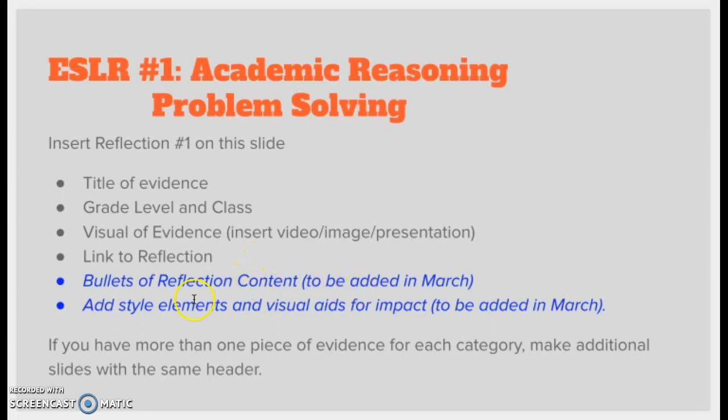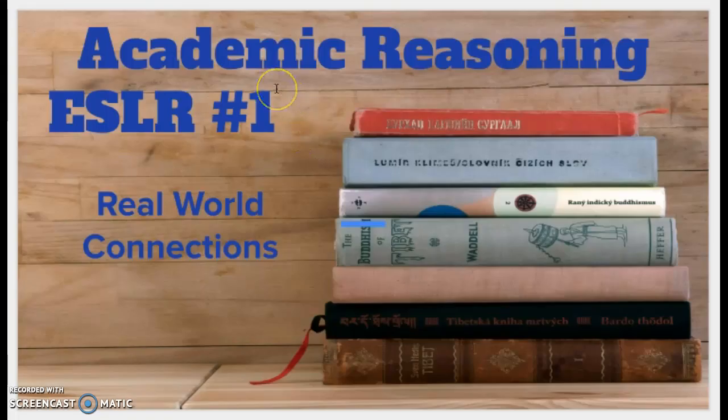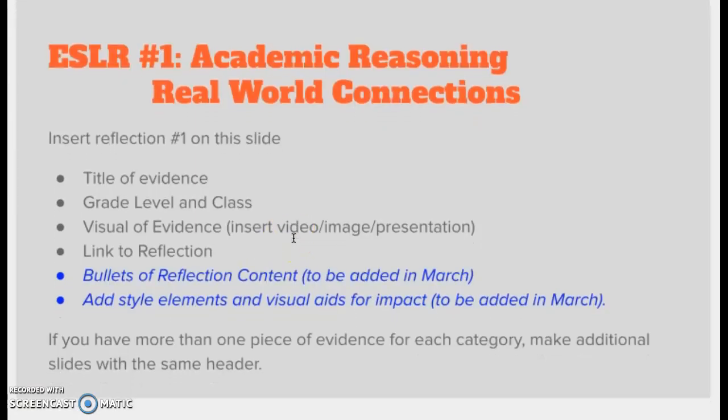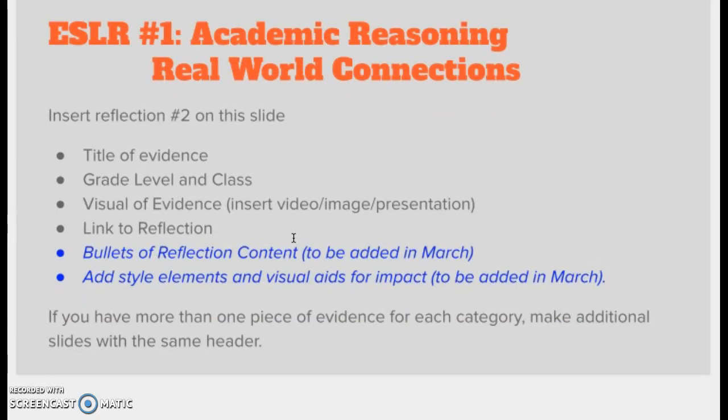In the future, in March, you will be adding bullet points of your reflections, and you'll also be adding style elements and visual aids to kind of jazz up your presentation. But for this deadline, we're only looking for these top 4 pieces of getting your information on there. Then you will have, at the very end, your second slide for this category. Then we move on to the next category, academic reasoning, real-world connections, and then we have our first reflection example, and then we will have our second reflection example.